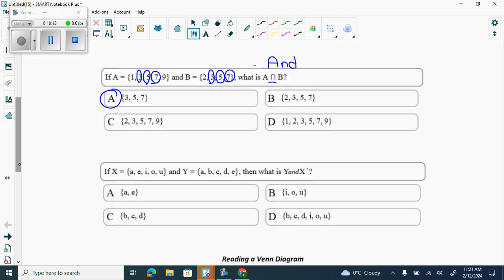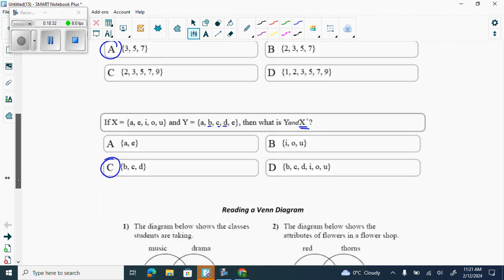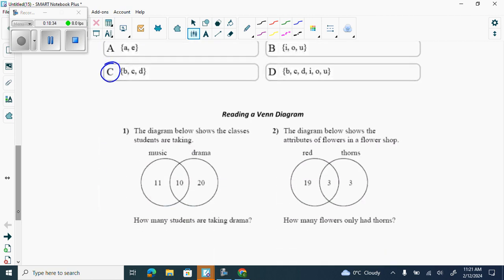This one, we want Y and the complement of X. Okay? So what is in Y and the complement of X? So not X is B, C, D, C. So it's what's in Y but not in X. Remember we can say but not whenever we have that and not.